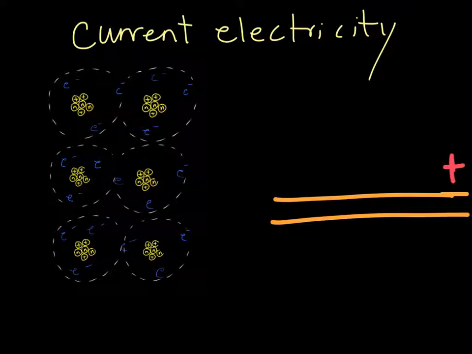So I've drawn a wire over here on the right-hand side. So this is our wire. It's made of copper. And I've put some source of positive charge. It's not important right now where that positive charge is coming from, but it's there to pull electrons towards it.